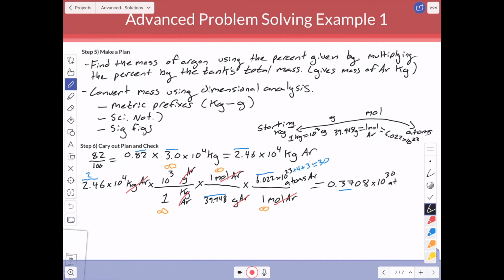Atoms of argon. Now we round and put this in proper scientific notation. The 7 goes to the 0, we keep it the same. And then proper scientific notation, this decimal will go to the right by 1, so we'll reduce by 1, so this will be a 29. And our final answer is 3.7 times 10 to the 29 argon atoms.